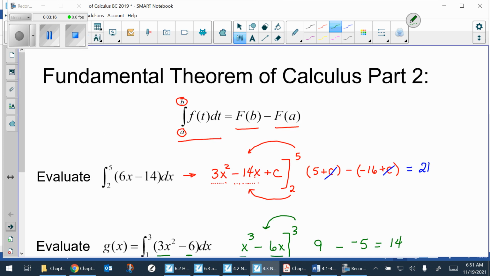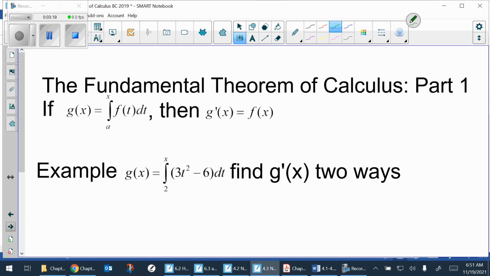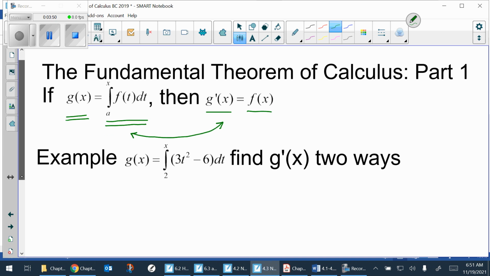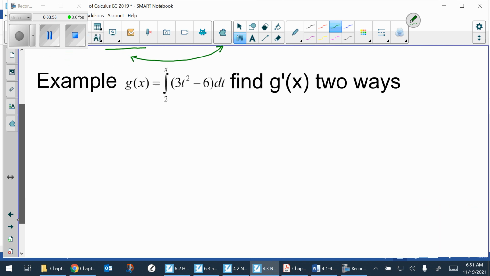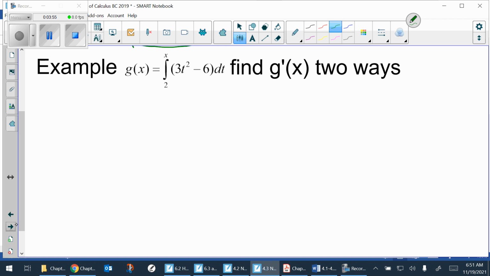All right, now, part 1. Part 1 relates the derivative and the antiderivative. If g is equal to the integral of f, if g is the antiderivative of f, then the derivative of g is f, relating the antiderivative and the derivative. Now, let's do this two different ways. Let's do this the long way and the short way. Long way is what we just did.